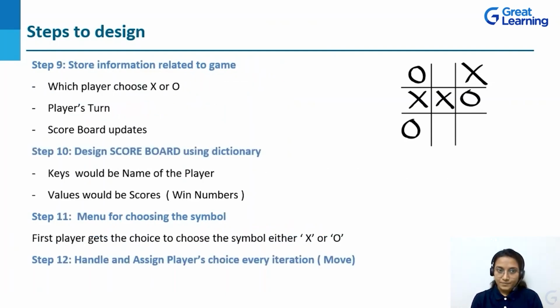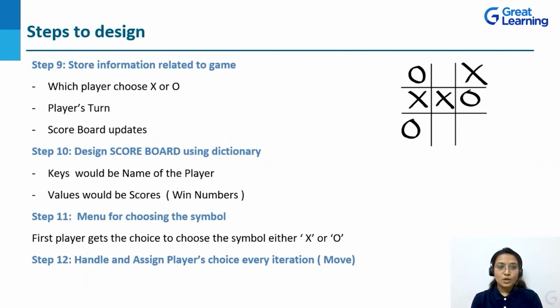Coming to step 9, we have to store information related to the game. What are the different pieces of information to be stored? Which player chooses X or which player chooses O. Obviously, if you know one player's option, the other player is by default X or O depending upon player 1's choice. The player's turn: who is playing first, who is playing second. And scoreboard updates: every iteration, what score that person has scored. The scoreboard updates only when that person wins. We are not going in depth of maintaining the scoreboard. We are just keeping how many games player 1 won and how many games player 2 won.